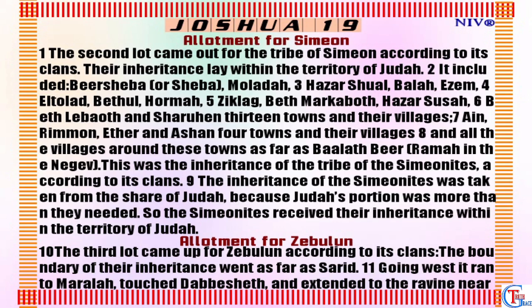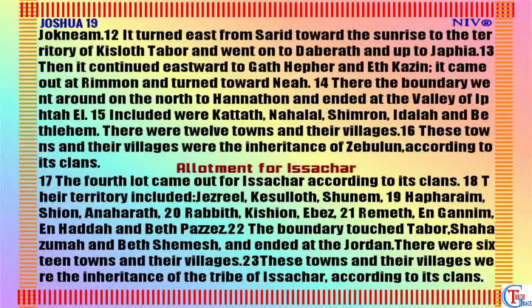The third lot came up for Zebulun according to its clans. The boundary of their inheritance went as far as Sarid. Going west, it ran to Maralah, touched Dabbesheth, and extended to the ravine near Jokneam. It turned east from Sarid toward the sunrise to the territory of Kisloth-Tabor, and went on to Daberath and up to Japhiah. Then it continued eastward to Gath-Hepher and Ethkazin. It came out at Rimmon and turned toward Neah. There the boundary went around on the north to Hathanon and ended at the valley of Ifta-El.